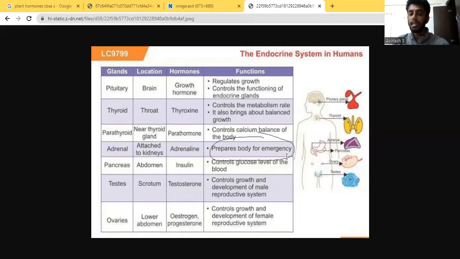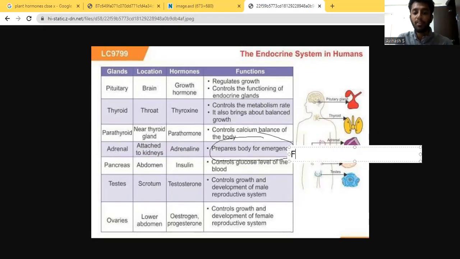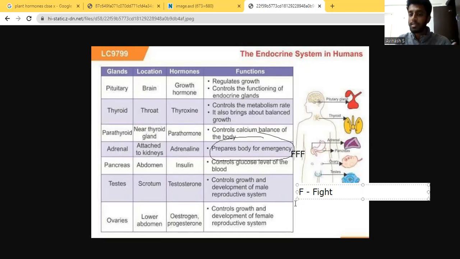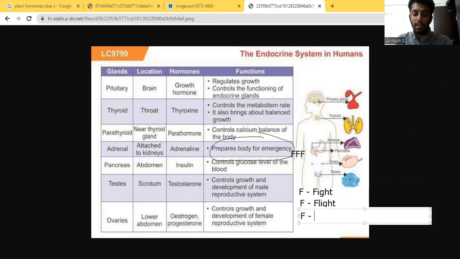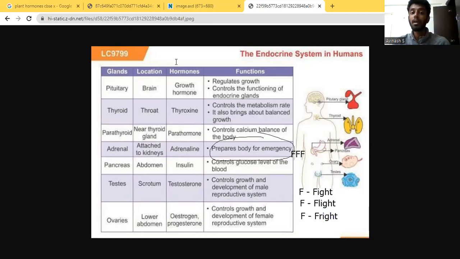So what type of emergency? Adrenaline is also called the triple F hormone, which means it either makes us fight the situation, or it makes us fly away from the situation, or it makes us get frightened or scared of the situation. For example, if someone is coming to hit you, you can either fight against them, fly away from the situation, or just stand there completely frightened and frozen. So these are the three possibilities that you have in any emergency situation. That's why it's also called the triple F hormone.